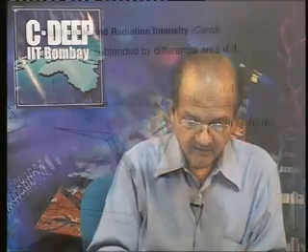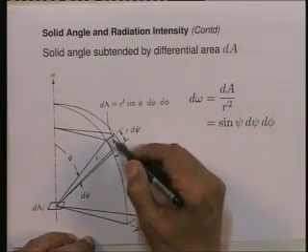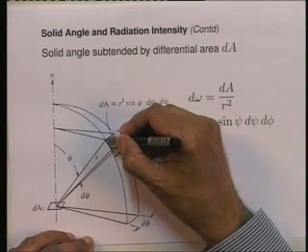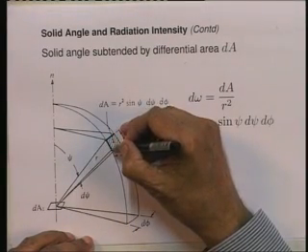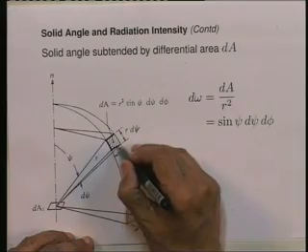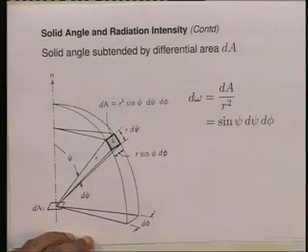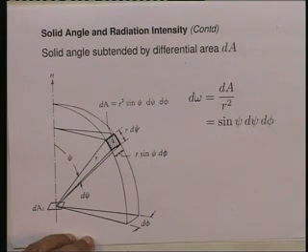We would next like to derive an expression for the solid angle subtended by a differential area dA. Suppose I have some differential area dA which I am showing here in a spherical coordinate system. All right. This is dA shown in a spherical coordinate system.